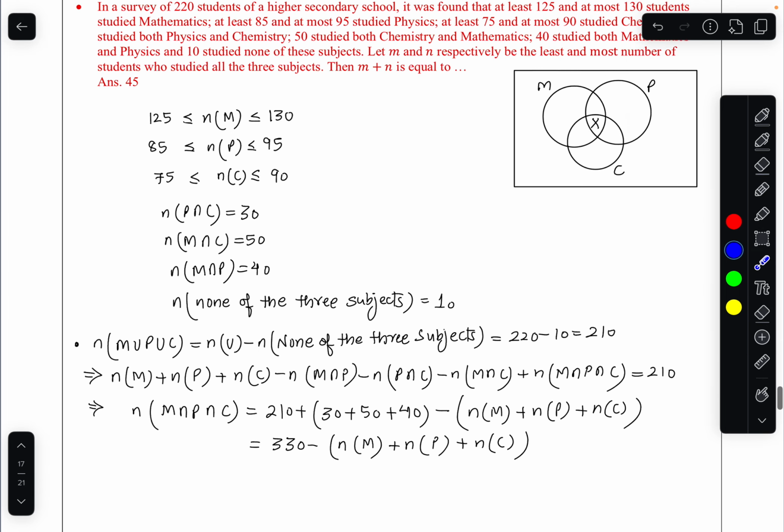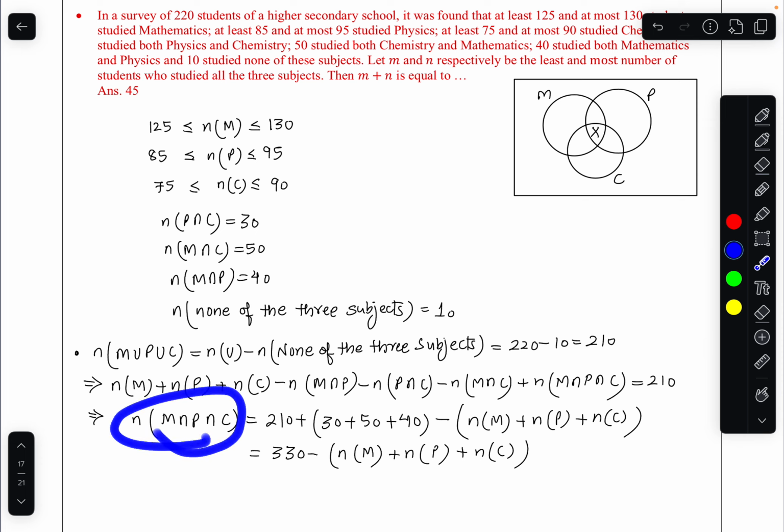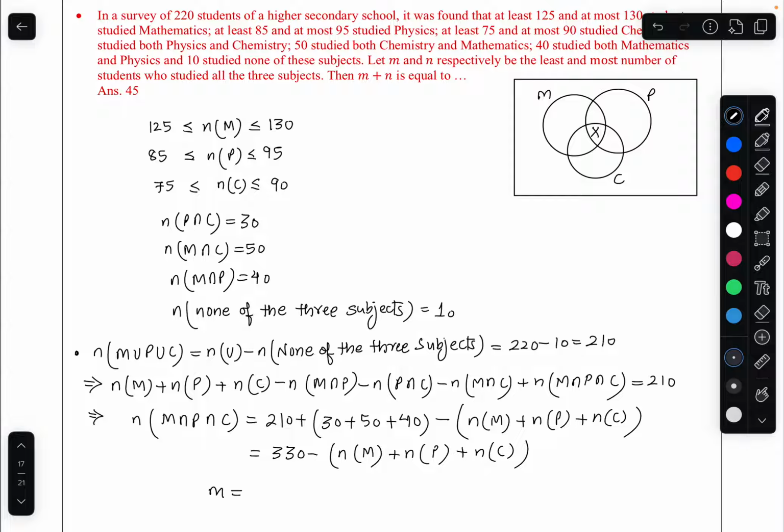Now, if I want the least and the maximum possible value of the number of elements in this set, I'll try to use the information given to me about these three sets. If this is maximum, these have to be minimum. If this is minimum, these have to be maximum. So the maximum possible value would be, okay, so let's talk about the minimum, small m.